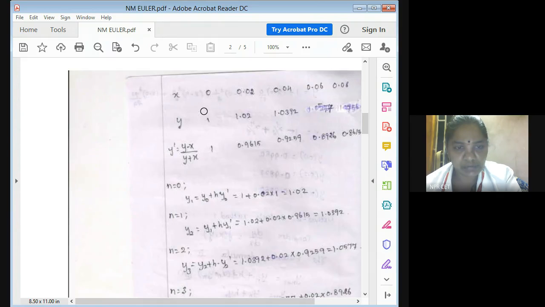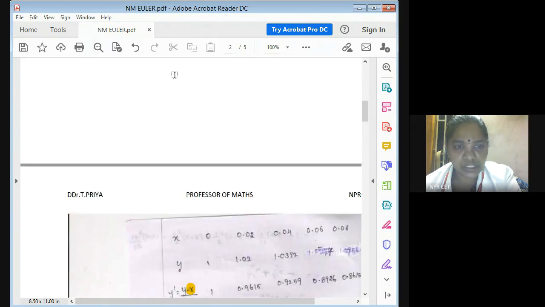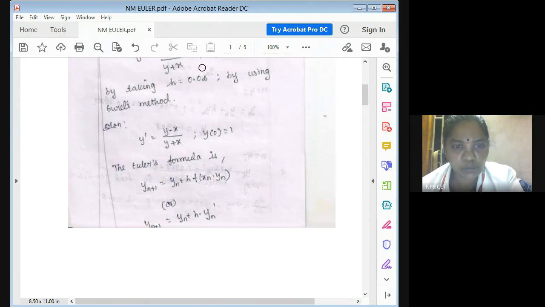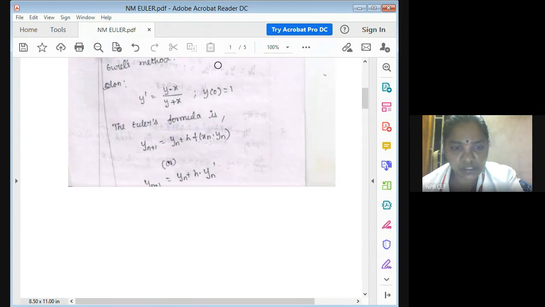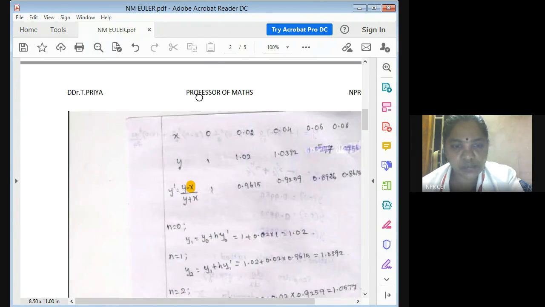Simply take your calculator and put the approximation of x is equal to 0. So when we substitute x is equal to 0, what happens? The given initial condition is y of 0 equal to 1, that is x naught is equal to 0 and y naught is equal to 1. So substitute x is equal to 0 and y is equal to 1. So 1 by 1, we will get 1. That's why I'm writing this as 1.